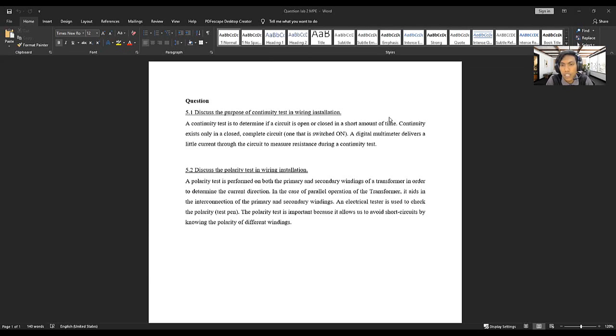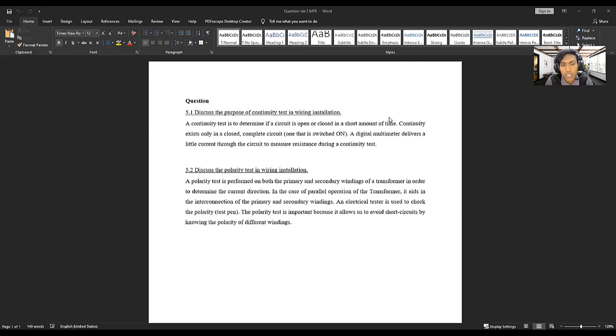A digital multimeter delivers a little current through the circuit to measure resistance during a continuity test. So for the continuity test, we use the multimeter. Question 2 is: discuss the polarity test in wiring installation.